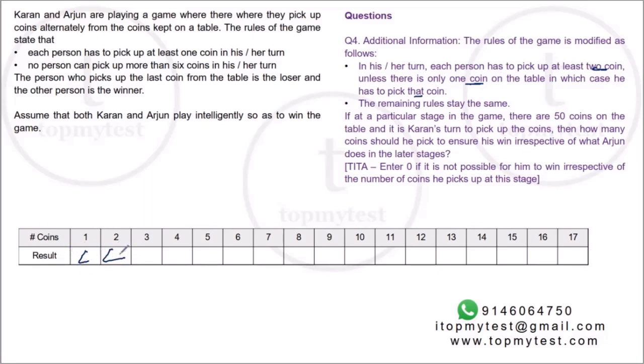So with 1 you are going to lose, with 2 you are going to lose. With 3, I'll put my opponent on 1, I'll win. 4, I'll put my opponent either on 1 or 2, I'll win. 5, I'll put my opponent on 1 and 2. I can pick 4 or I can pick 3, I'll win. 6, I'll win. 7, I'll win. 8, I can pick 6 coins, put my opponent on 2, win.